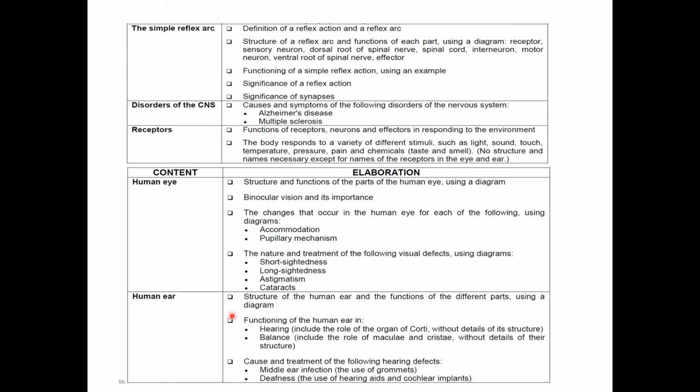Let's look at the ear. You must know the structure of the human ear, functions of the different parts using a diagram. You must know hearing. You must include the role of the organ of Corti without details of the structure. Balance. You must include the role of the macula and the cristae without details of the structure. And then you must know causes and treatment of middle ear infections, which they tell you here is the use of grommets. Deafness, you use hearing aids and cochlear implants.